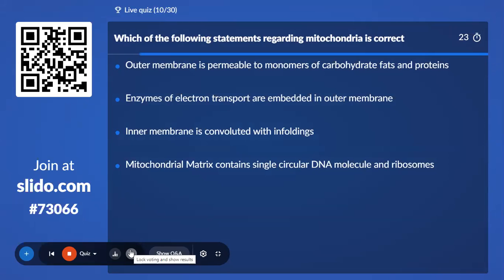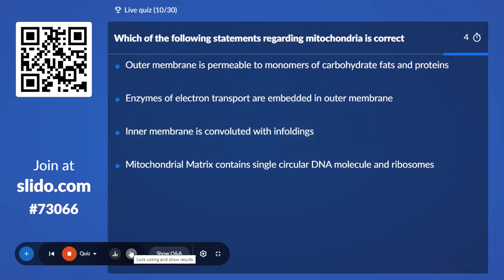Moving on to the 10th question, which of the following statements regarding mitochondria is correct? Outer membrane is permeable to the monomers of carbohydrate, fats, and proteins. Enzymes of electron transport are embedded in outer membrane. Inner membrane is convoluted with enfoldings. Mitochondrial matrix contains single circular DNA molecule and ribosome.